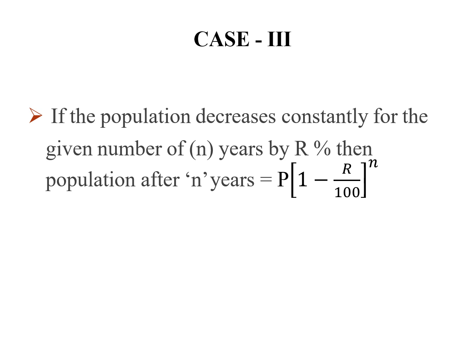then to find the population after n years, we use: population after n years is equal to P into (1 minus R by 100) whole power n, where P is equal to initial population, R is equal to rate of decrease per year in percent, and n is equal to number of years. Notice the only difference from case 1: here we use a minus sign because it decreases, not grows.